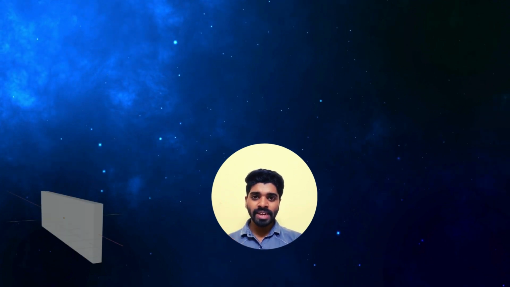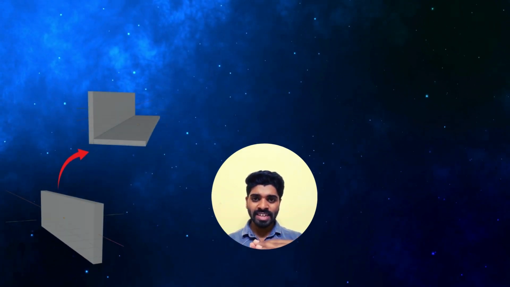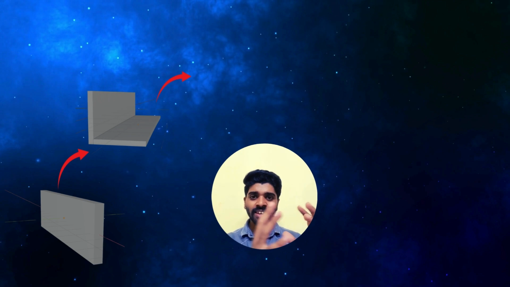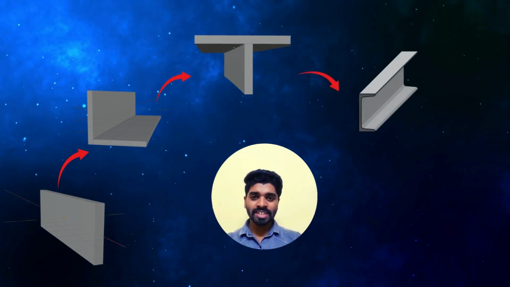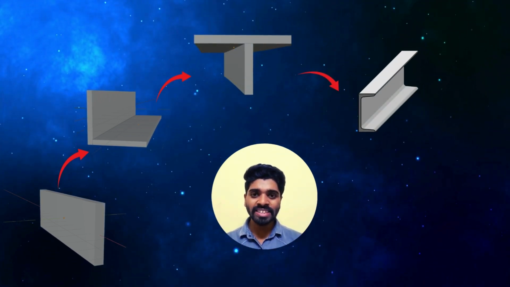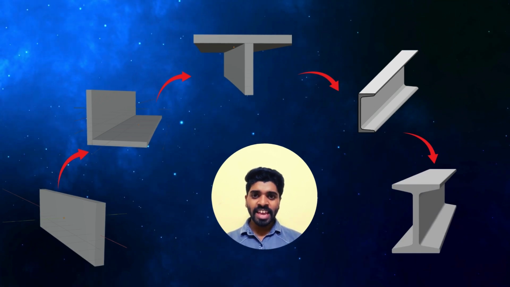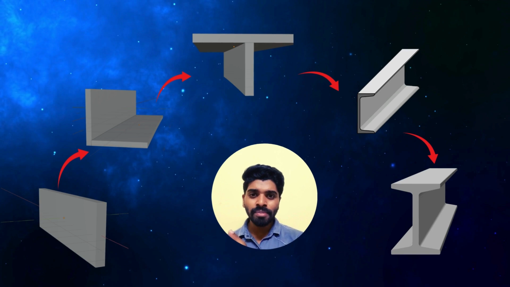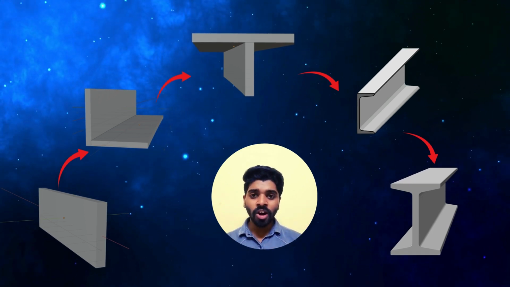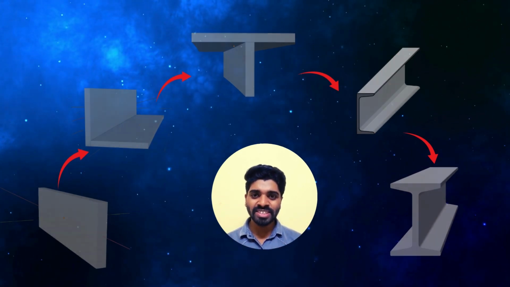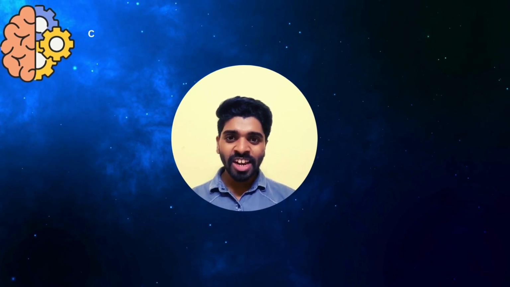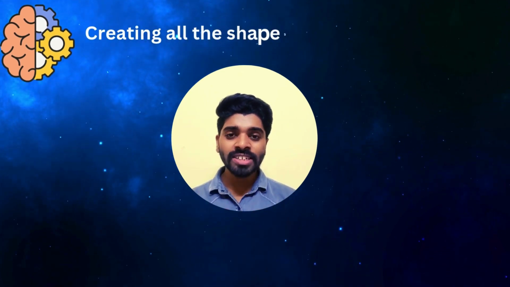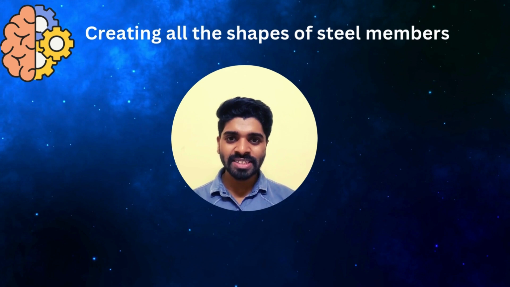So in this way we started from the steel plate, then we went to the angle section, then we reached the T section, then from there to the channel section, and finally we reached the I section. Hence, as per the requirement of how much force we have to transfer from one member to another, all these shapes of the section we can use. So this is the logic behind creating all these different shapes for the steel members.